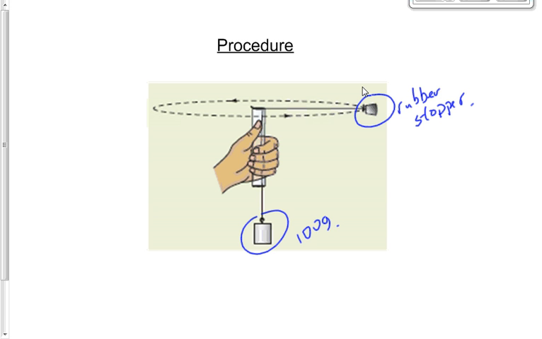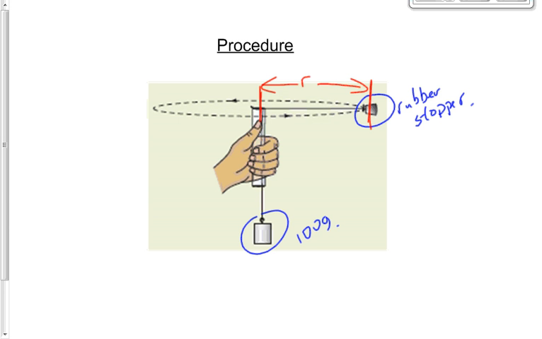Within each trial, and you're going to do a bunch of different trials here, you want to keep this radius right here constant. So how do you do that? Well, you're going to have to use some practice here. You're going to have to swing it around, swing it around, swing it around.